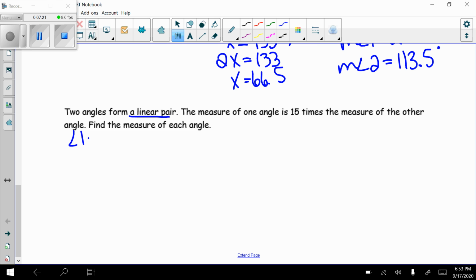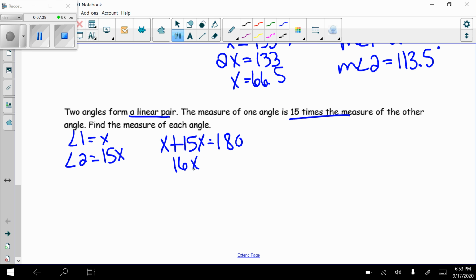So angle 1, again, I'm just going to call x. Angle 2 is 15 times that, so 15x. The angle addition postulate tells me I can add them together. x plus 15x equals, it said it was a linear pair, so I know that means it equals 180. Combine like terms, so 16x equals 180. Divide by 16, x is 11.25.